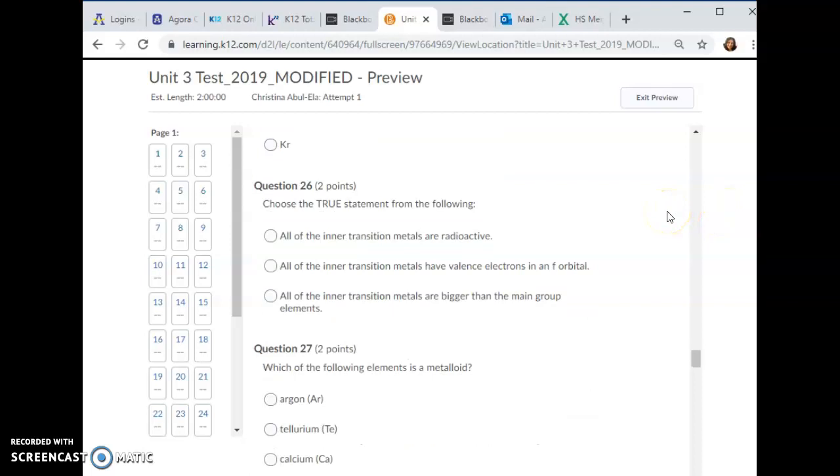Question 26. Choose the true statement from the following. All of the inner transition metals are radioactive. All of the inner transition metals have valence electrons in an f orbital. All of the inner transition metals are bigger than the main group elements.